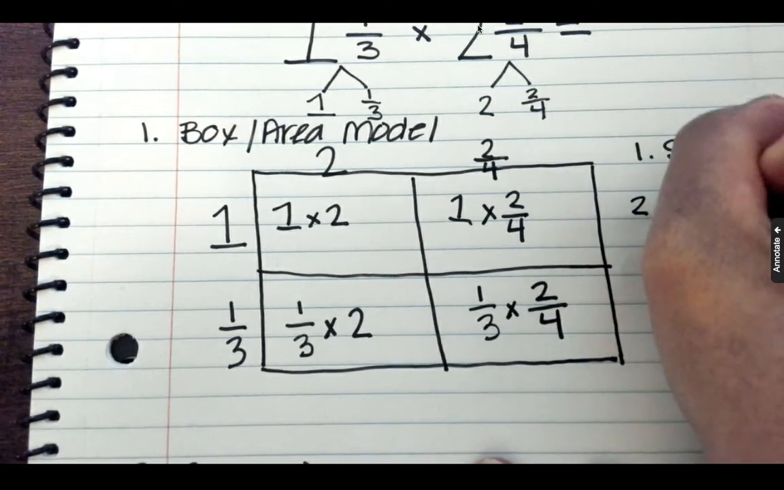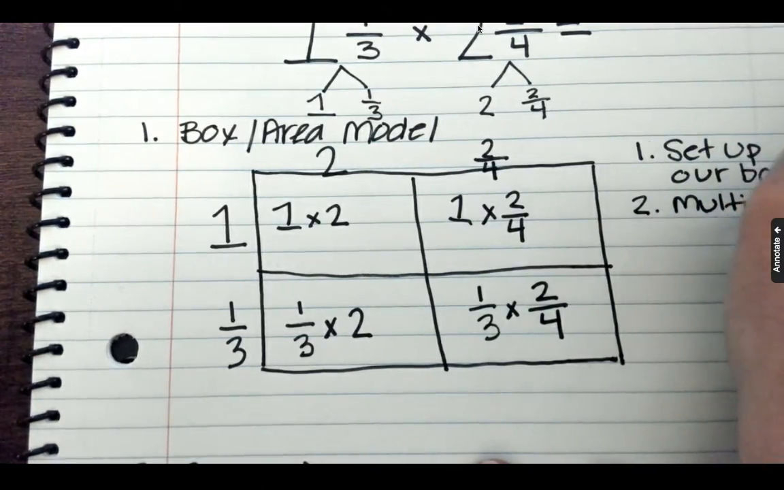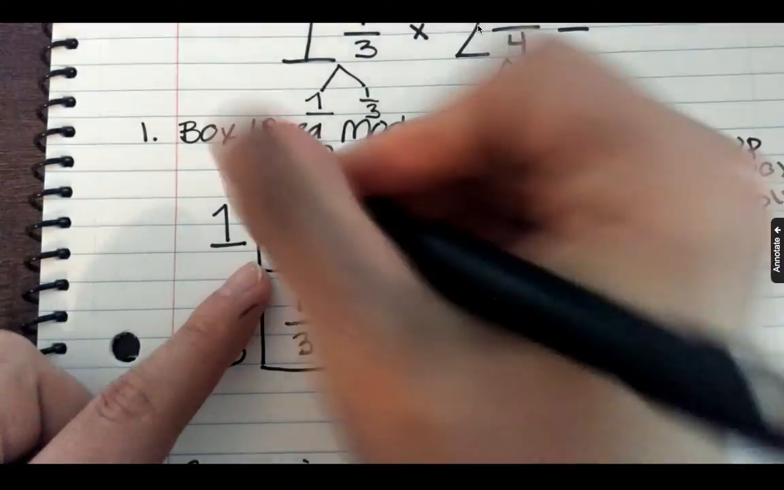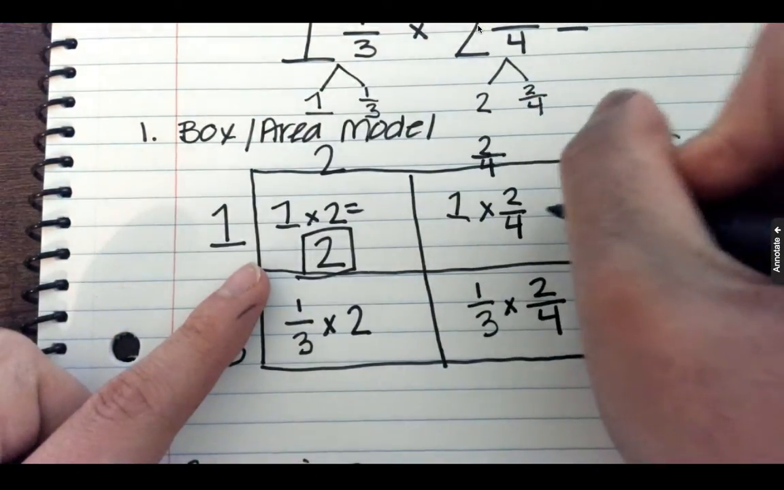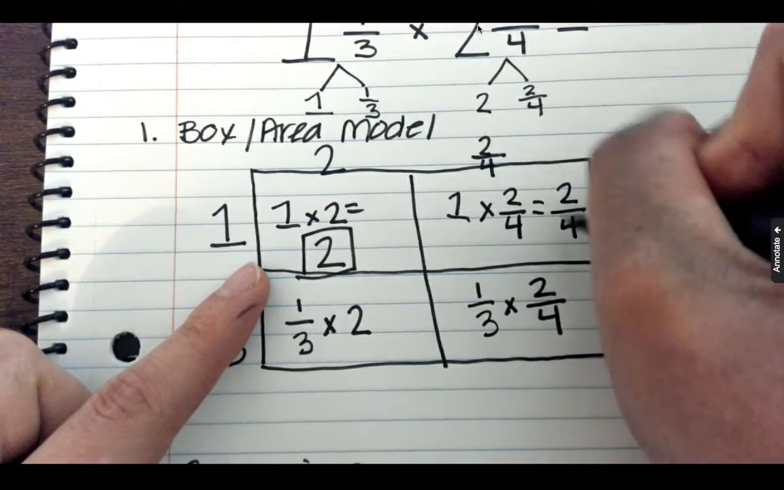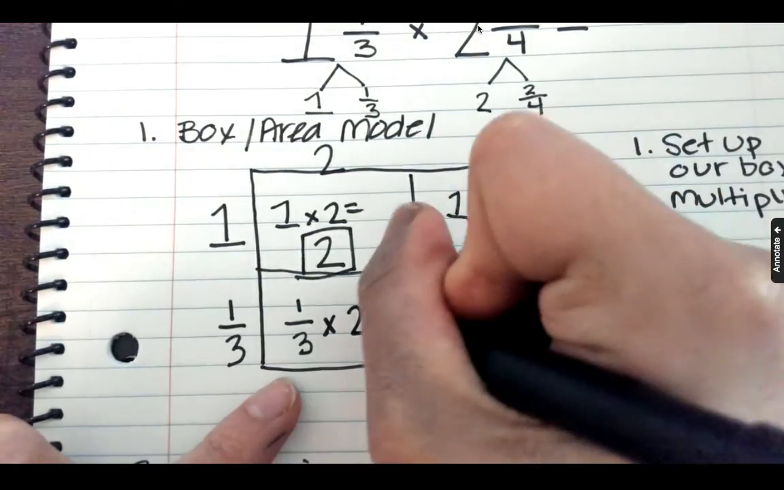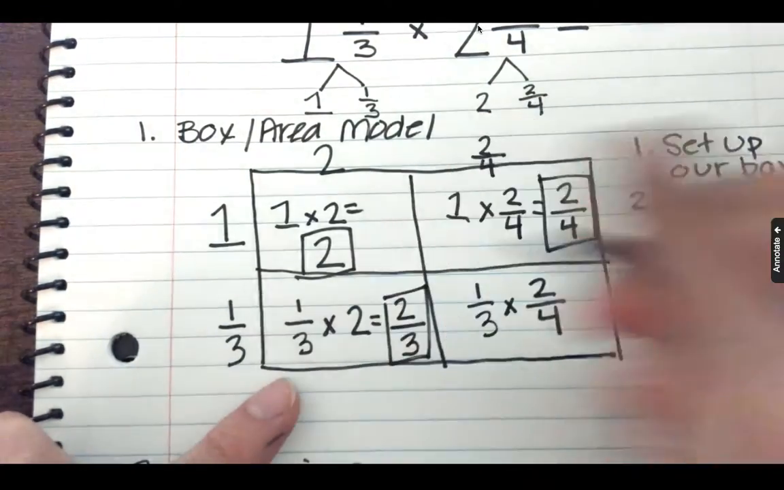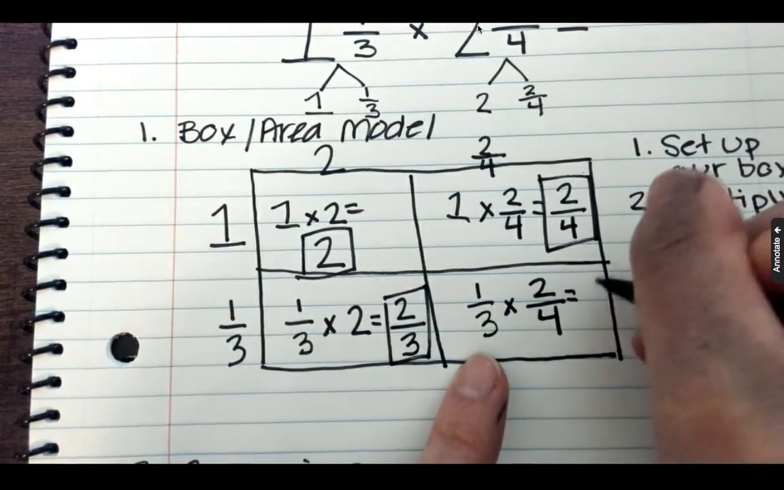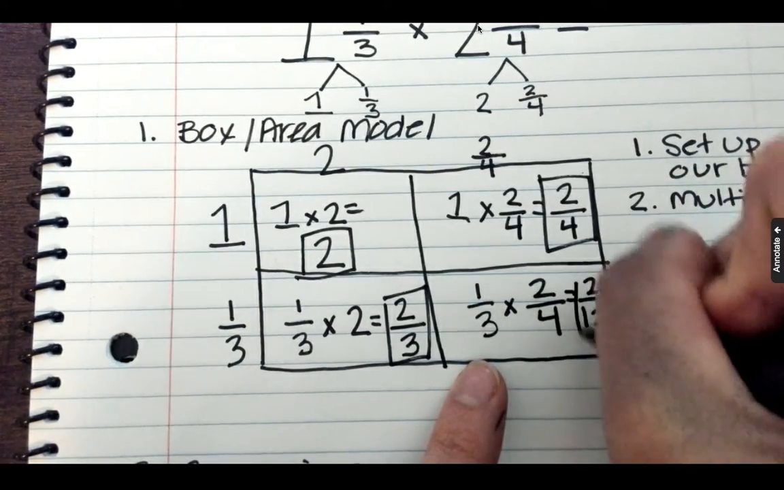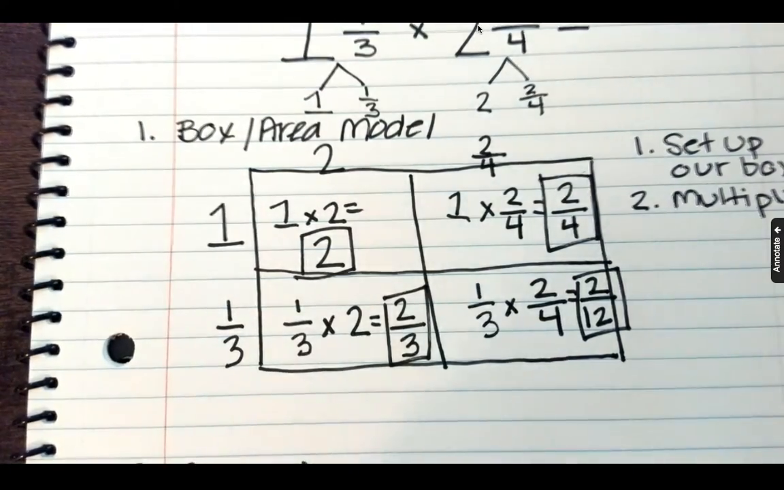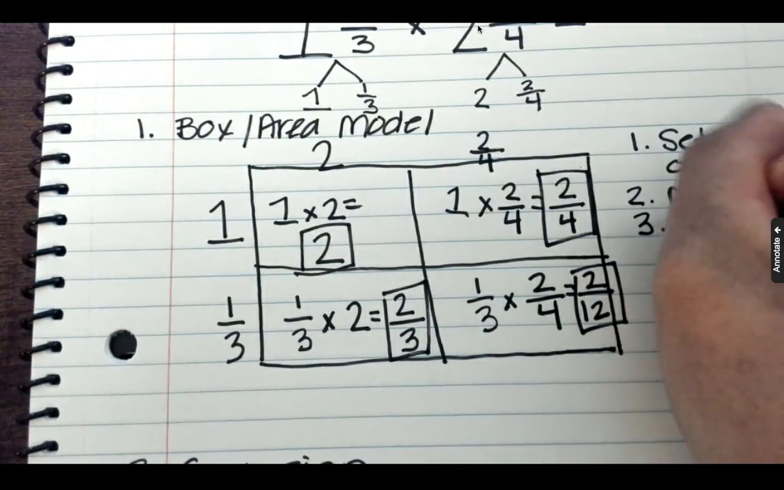Step 2, we multiply. So 1 times 2 is 2. 1 times 2/4 is 2/4. 1/3 times 2 is 2/3. 1/3 times 2/4 is 2/12. So now that we've multiplied, just like in our last video, our next step is we're going to add them together.